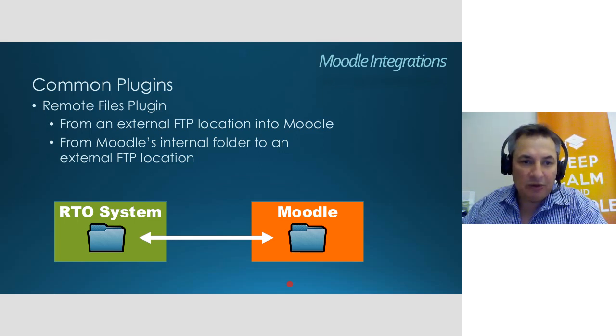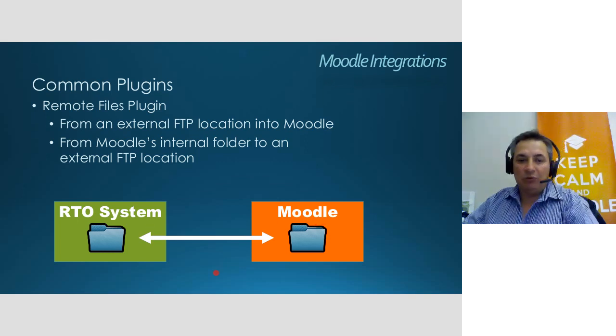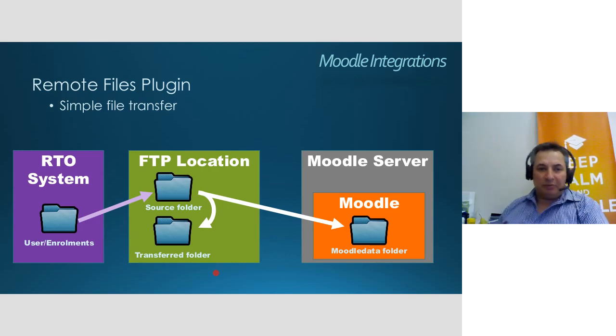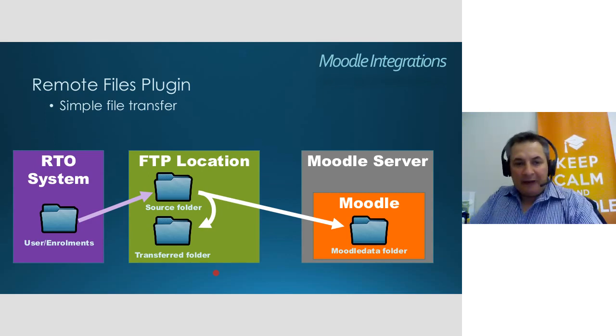So we developed this thing called the Remote Files plugin, and it allowed for files to be transferred from an external system like RTO Manager or PowerPro into Moodle, and vice versa. When we had some data in Moodle, we would transfer it back. And so I've got a bit of a mud map as to how that kind of worked. One of the security issues in Moodle is that an external system, such as an RTO system here, cannot write directly into a folder in Moodle because of security.